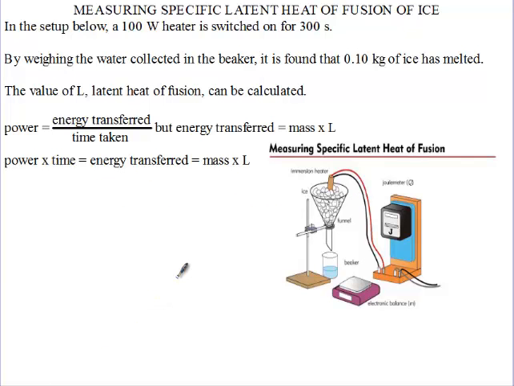Today, we're going to see how we can measure the latent heat of fusion of ice. Now, in the setup below, a 100 watts heater is switched on for 300 seconds. So let me write this here. Power is equal to 100 watts. Time is equal to 300 seconds.